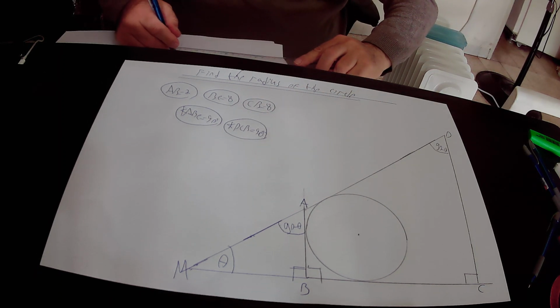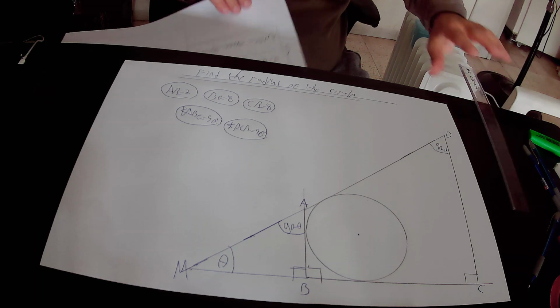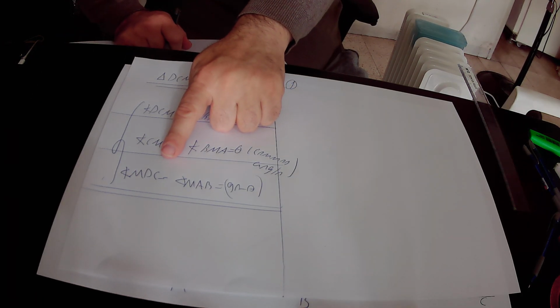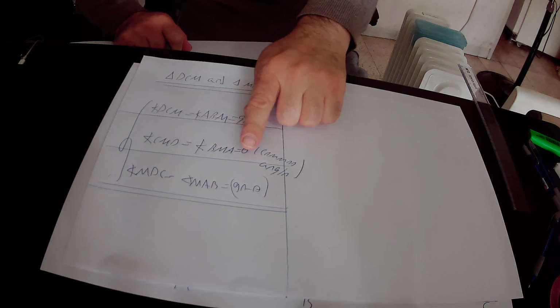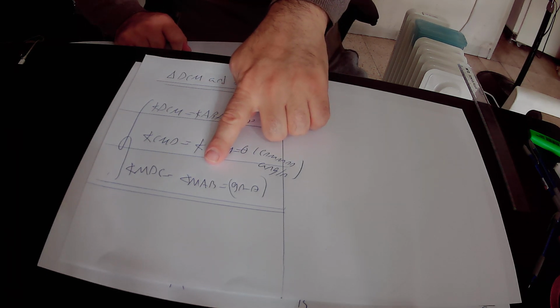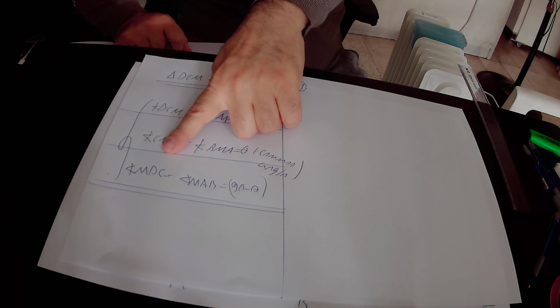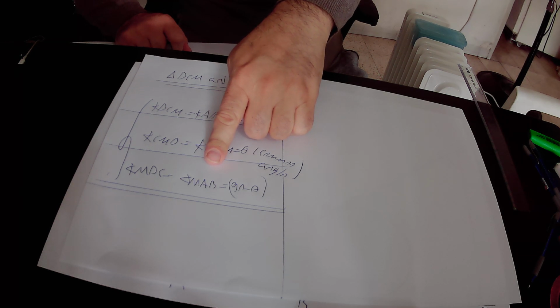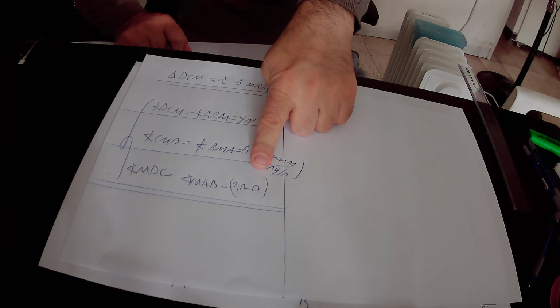And repeat again. Angle MDC equals angle MAB. Angle MDC in the big right triangle DCM equals angle MAB in the small right triangle MBA. They are both equal to 90 degrees minus theta, therefore they are equal to each other.